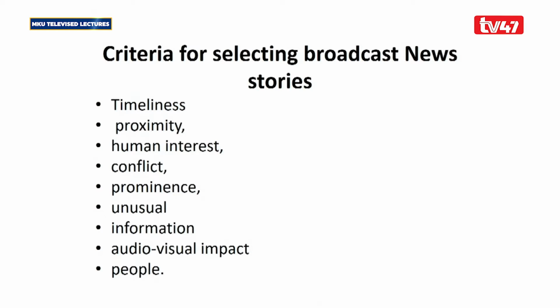Now, today we start by looking at the criteria that we follow for selecting broadcast stories. In other words, this is what we refer to as news values. So, as we have listed them there, we have timeliness, proximity, human interest, conflict, prominence, unusual information, audiovisual impact, and people. I wish that we get to understand each of these criteria, or each of these values of news.